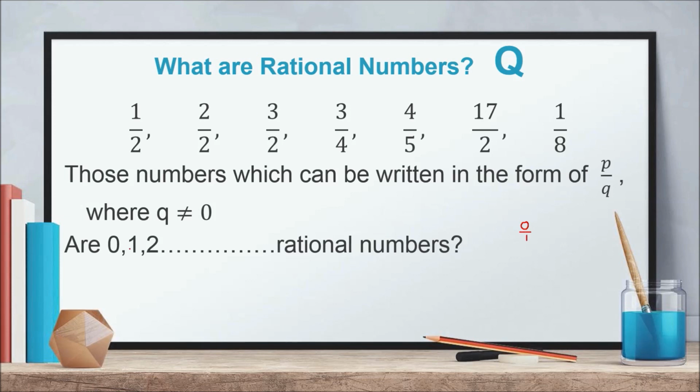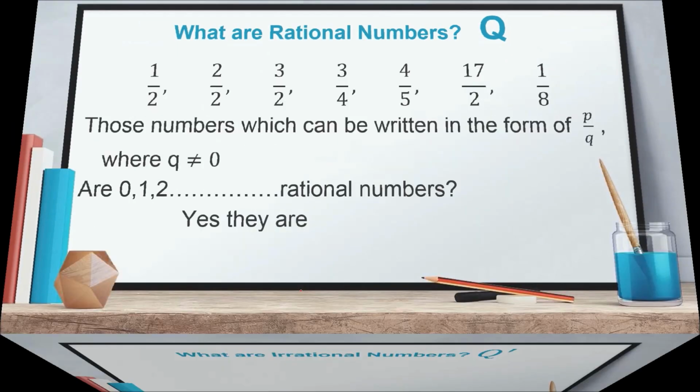Similarly, 1 can be written as 1 divided by 1. So it is also a rational number because it is in the form of p/q. So all these numbers 0, 1, 2, etc., are rational numbers. It means all whole numbers are rational numbers.